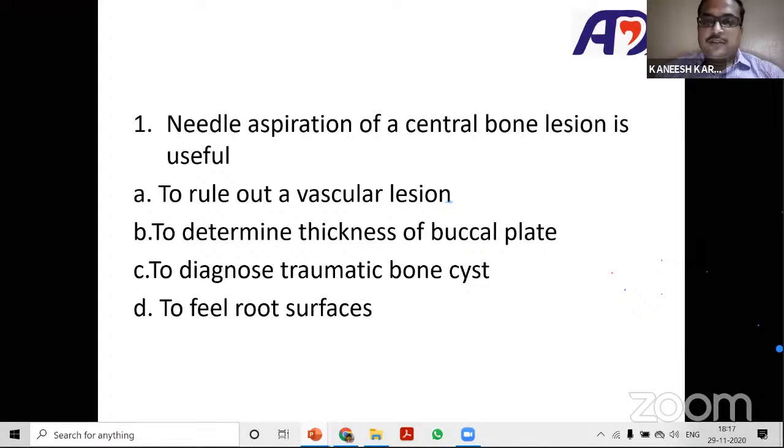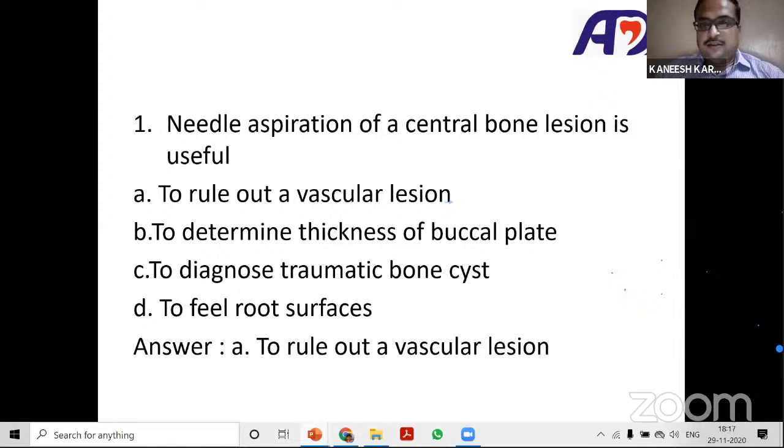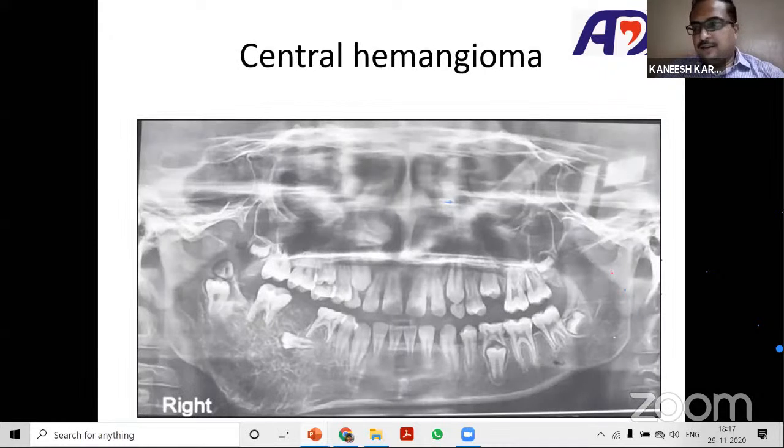Needle aspiration of a central bone lesion is useful, yes, to rule out a vascular lesion. If you aspirate, if you get blood, it's a vascular lesion like this. So it is a central hemangioma. Do not do anything to this patient, just refer to a higher center.